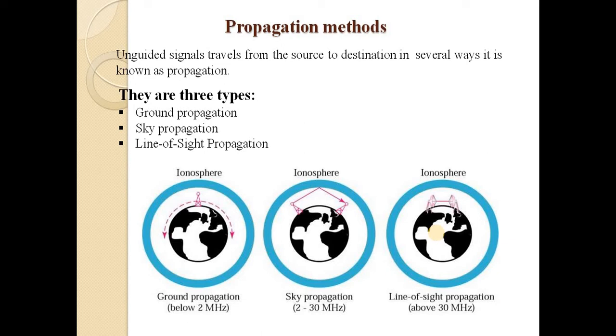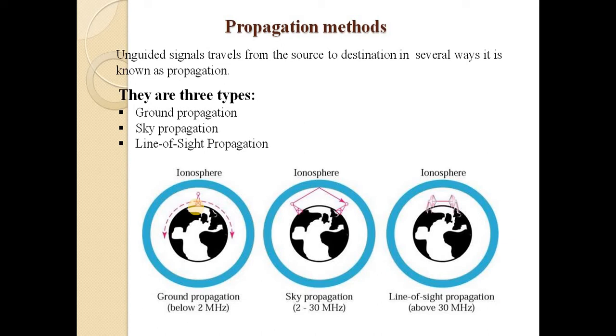Ground propagation is a type of radio propagation which is also known as surface wave propagation. First of all, we'll see the definition of ionosphere. Ionosphere means the outermost layer of the Earth's atmosphere, which contains a high concentration of ions and free electrons and is able to reflect radio waves.